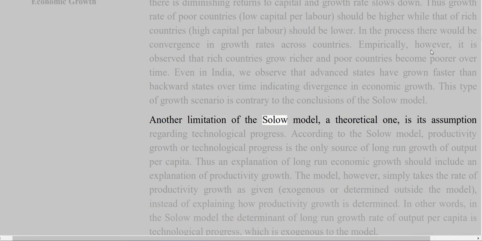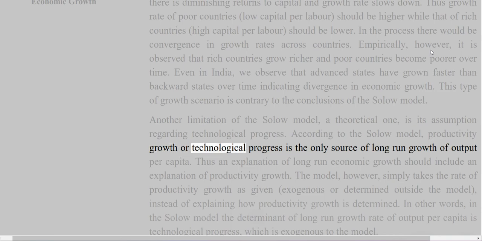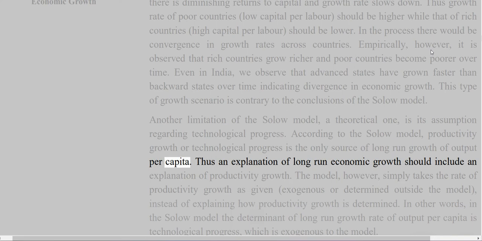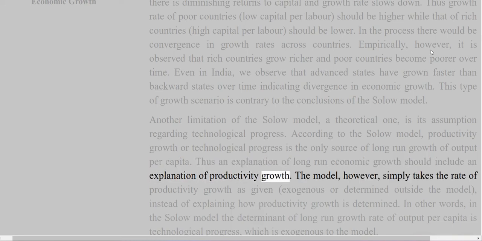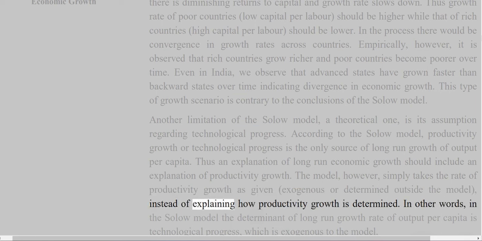Another limitation of the SALO model, a theoretical one, is its assumption regarding technological progress. According to the SALO model, productivity growth or technological progress is the only source of long-run growth of output per capita. Thus, an explanation of long-run economic growth should include an explanation of productivity growth. The model, however, simply takes the rate of productivity growth as given, exogenous or determined outside the model, instead of explaining how productivity growth is determined.